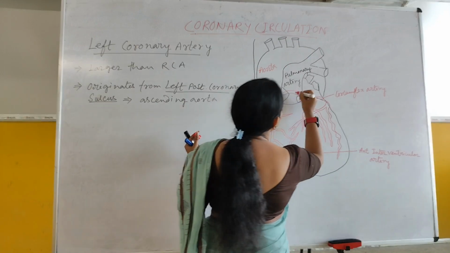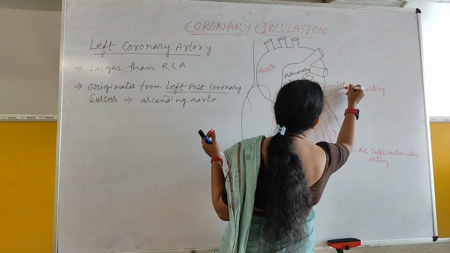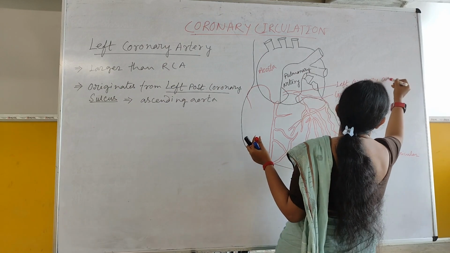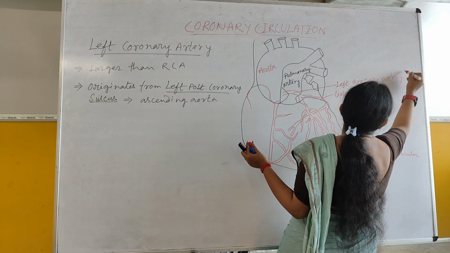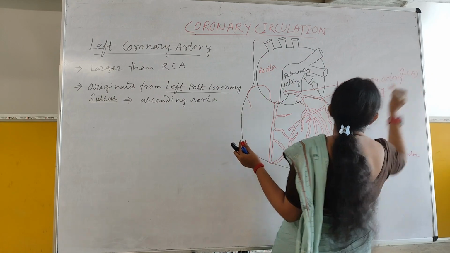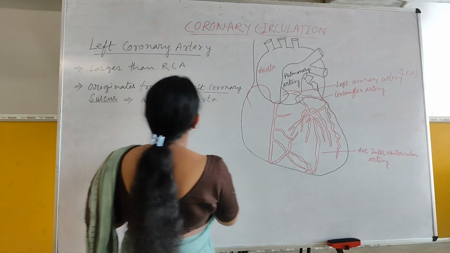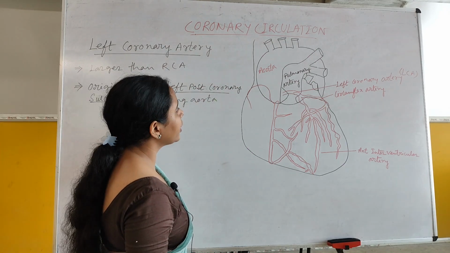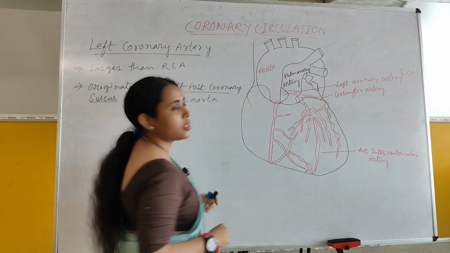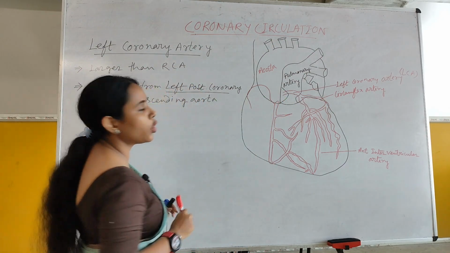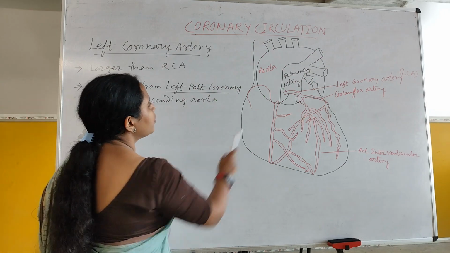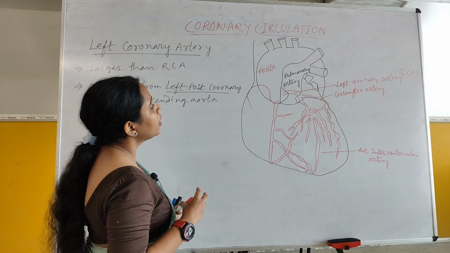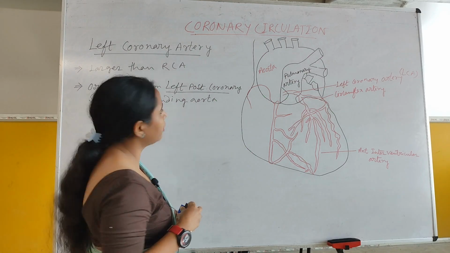So this artery is the left coronary artery, or LCA. So LCA arises from the left posterior coronary sulcus, which is present on the ascending aorta, and here are also the semilunar valves. This is very important to remember: it arises from this left posterior coronary sulcus, which is present at the location of the semilunar valve.